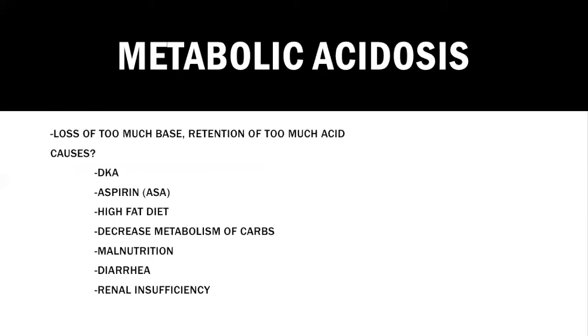Metabolic acidosis is loss of too much base or retention of too much acid. Some causes that we see here are DKA, aspirin, high-fat diet, decreased metabolism of carbs, malnutrition, diarrhea, and renal insufficiency.